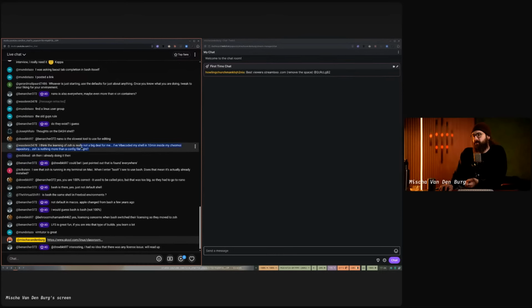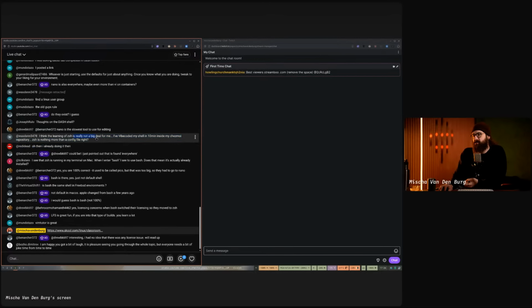I think the learning of Z shell is not really a big deal for me. I vibe coded my shell in 10 minutes inside my Chemois. Z shell is nothing more than a config file. No. Go back to my explanation about, for example, how built-ins behave, and you will see it's very different than just a config file.